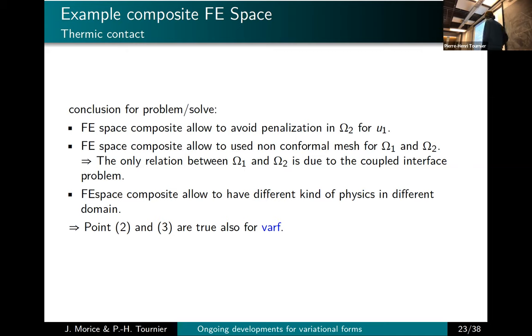But you can show as a component to use non-conforming meshes for omega 1 and omega 2. The only relation between the omegas is due to the complete interface problems. Due to this fact, you can suppose that you can use the composite F-spaces to have different kinds of physics in the different domains, omega 1 and omega 2. And I will show you also for the P0.3 and P1.3 is correct with composite F-space.